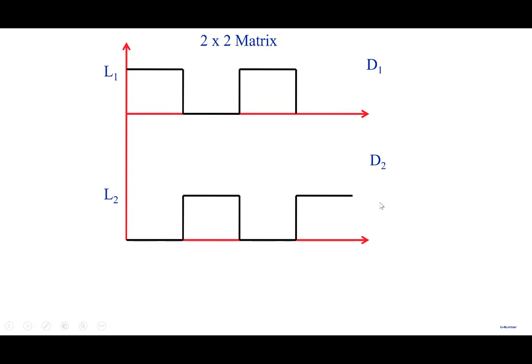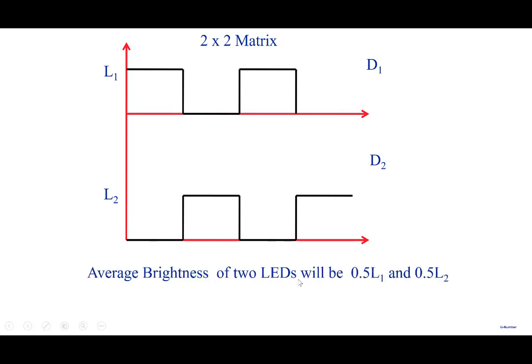The problem with this is, by displaying the data row by row, we are saying if you do it fast enough, then the eye will average it out, and you will get the right image on the screen here. But the problem is, if I turn D1 on like this, and then when it goes to the next row, D1 is off, and then I turn D1 on again, the eye will average it out, and I will see an average brightness, which is L1 by 2. Whatever the brightness of the LED, it will see L1 by 2. Whatever the brightness of D2, it will see only L2 by 2 here. So the average brightness of the two LEDs will be 0.5 L1 and 0.5 L2.